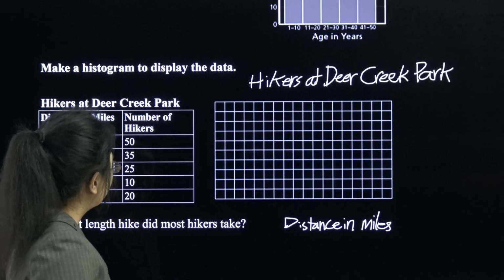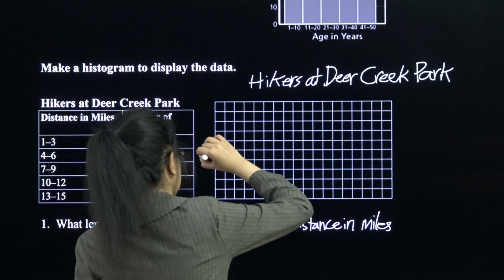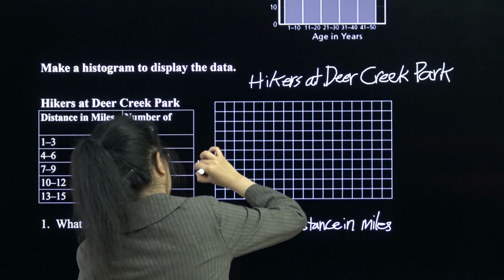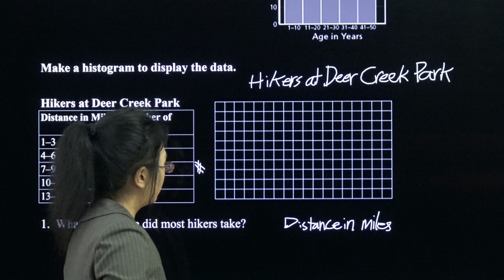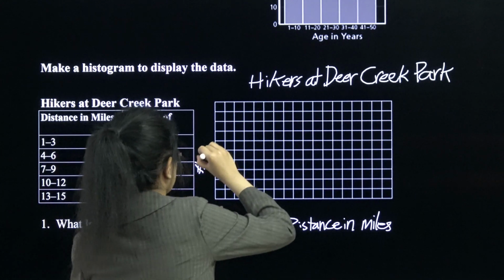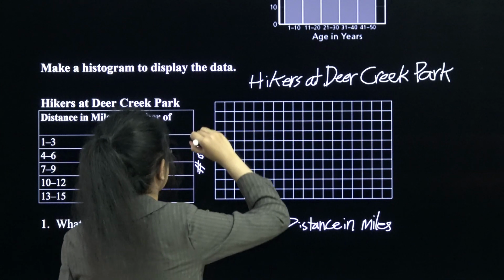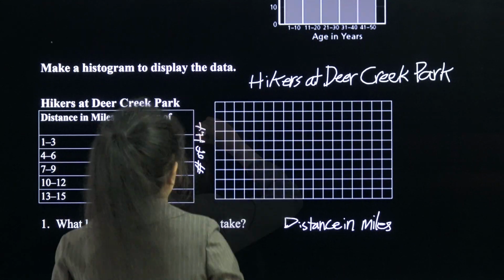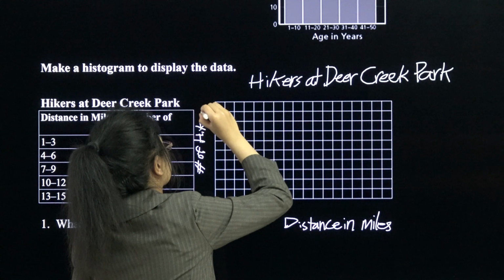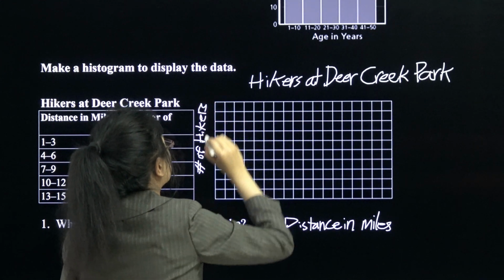Over here we have number of hikers, which is the vertical. And for number, you could just use the pound sign or the hashtag sign. You may realize that I'm writing sideways, because that's how you label the vertical axis. You just write sideways.